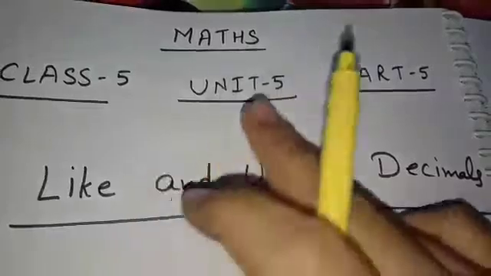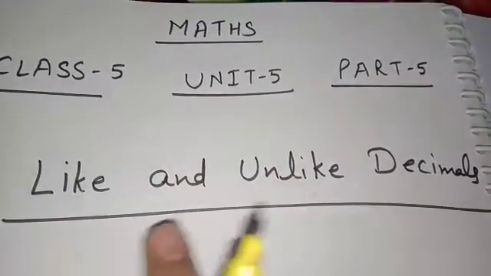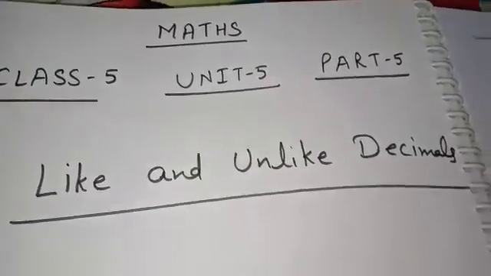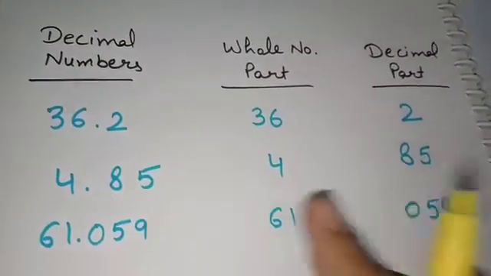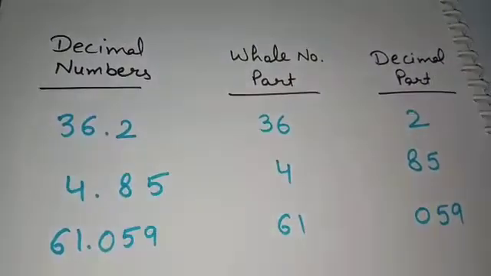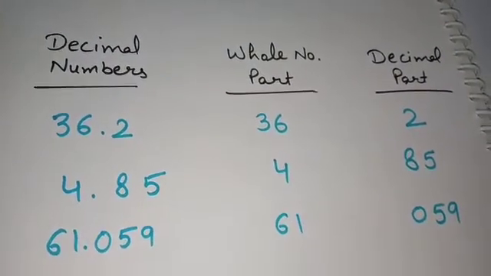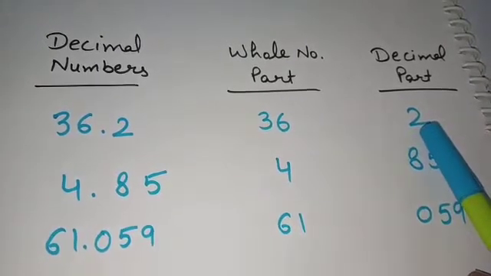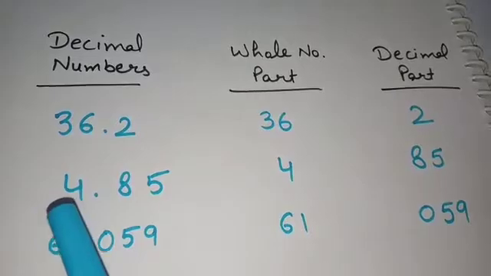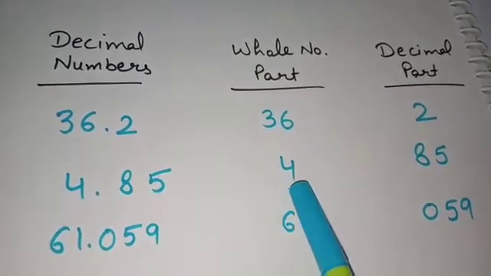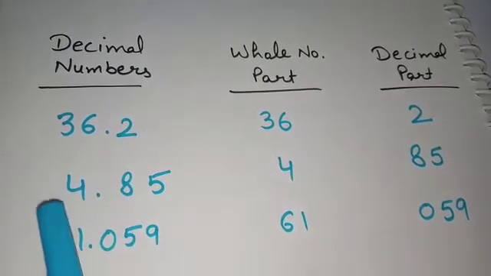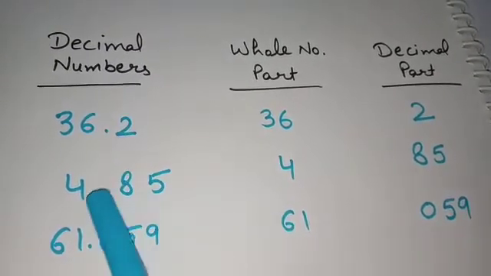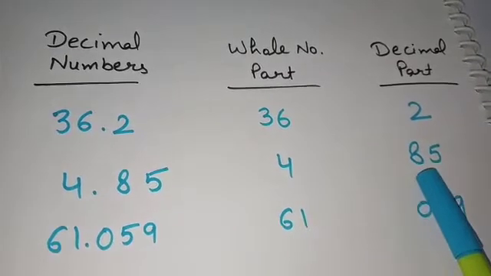Today we are going to discuss, in Unit 5, like and unlike decimals. Before starting, let's have some examples of decimal numbers. In the decimal number 36.2, the whole number part is 36 and the decimal part is 2, as we have already discussed in worksheet 2. In 4.85, this is the whole number part, meaning the numbers before the decimal point are called the whole number part, and the numbers after the decimal point are the decimal part of the number.